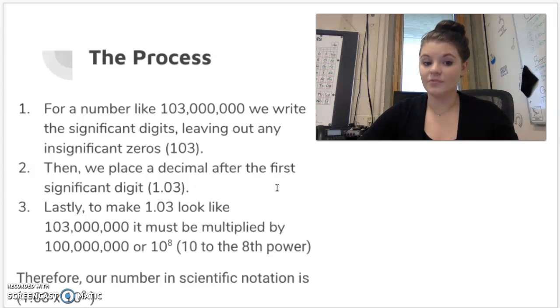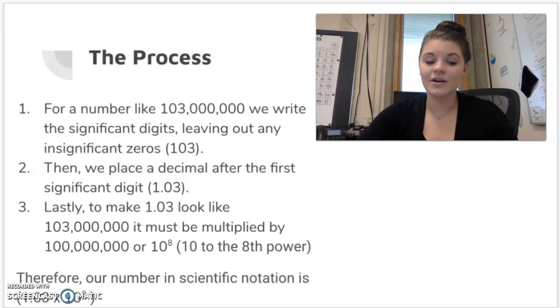All right, number 3, to make 1.03 look like 103 million, because those two numbers are not very close, it must be multiplied by 100 million, or 10 to the 8th. Okay, so then 103 million in scientific notation is 1.03 times 10 to the 8th. And that is a whole lot easier to write and understand than writing out all the insignificant zeros.